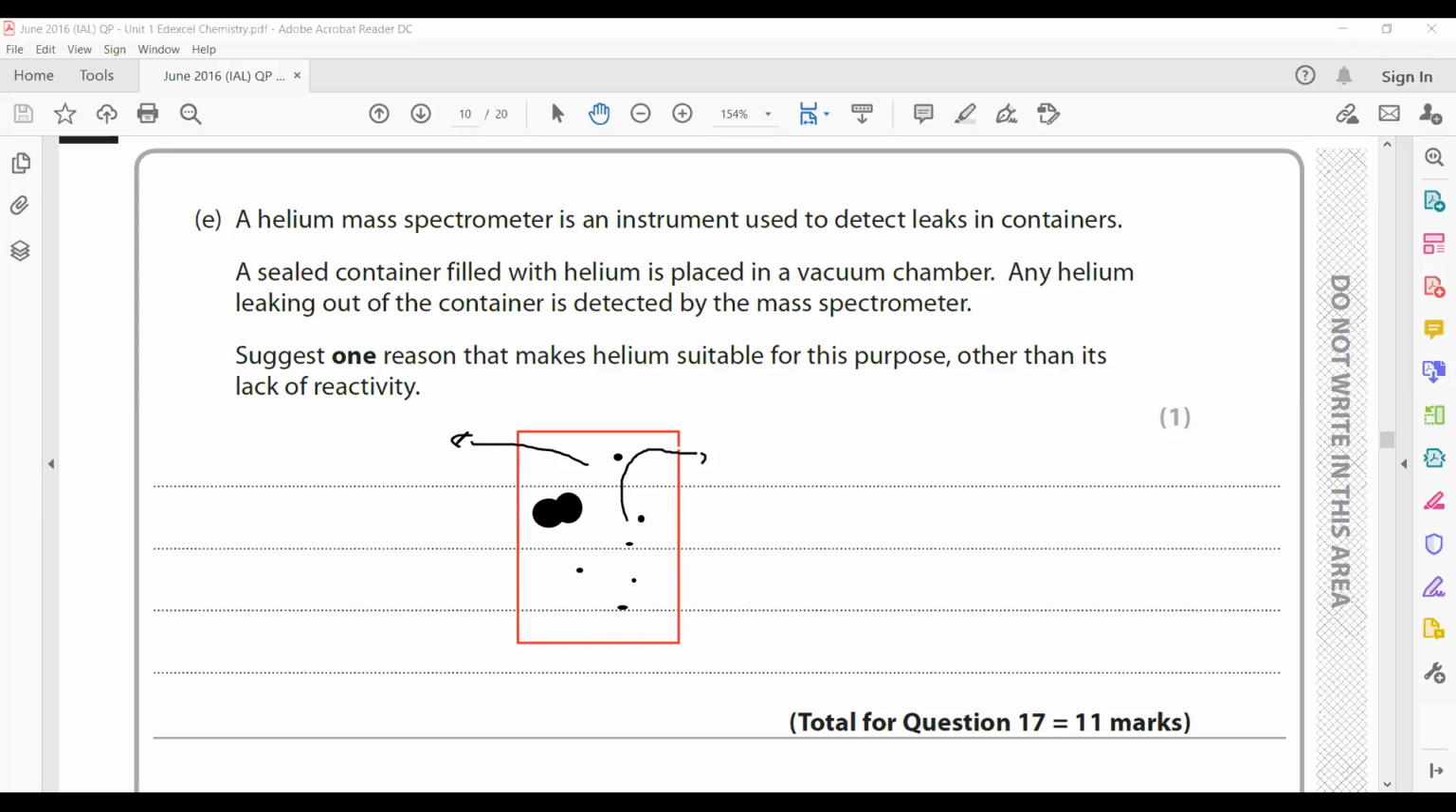For other gases, the molecules are larger in size, so they may not be able to go out from a small hole. So why is helium used? We prefer to use helium rather than other gases because it is lighter, so it can diffuse faster, and it has a small size, so it can flow out through small gaps. Is this question clear?